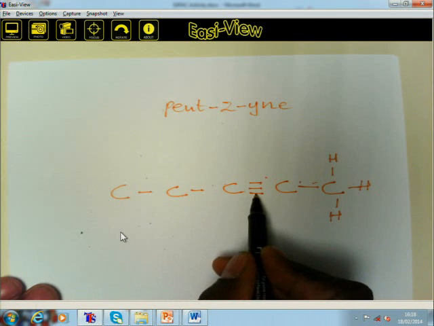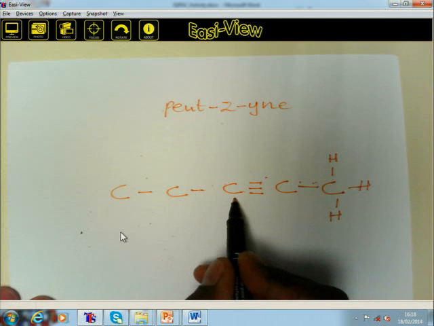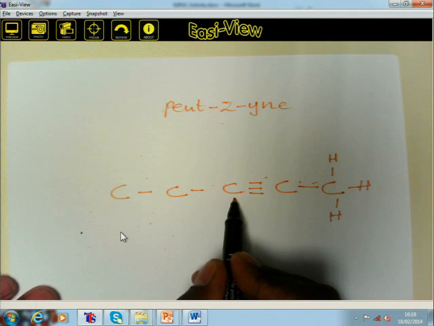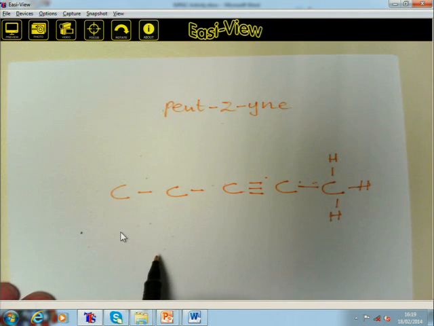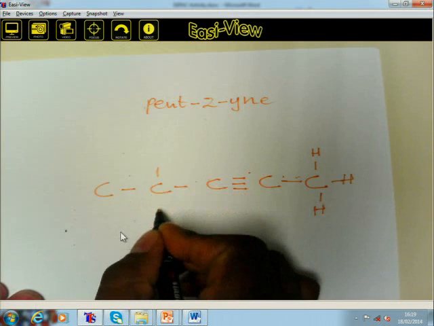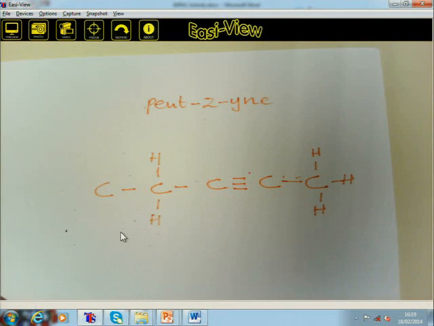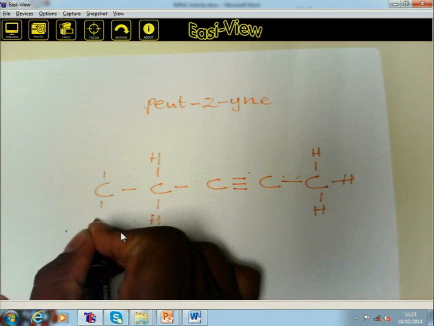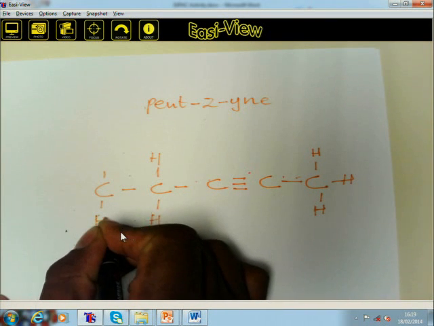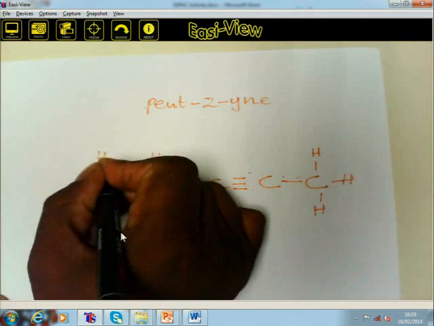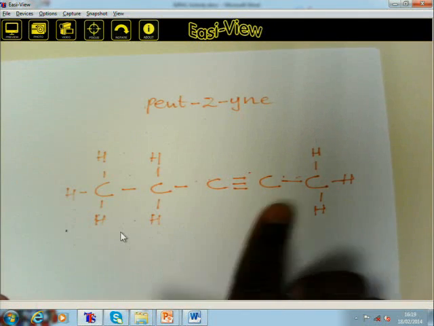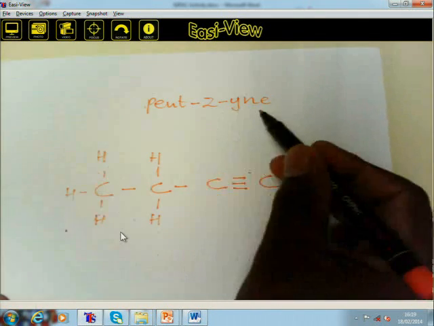And this one, I've got 1, 2, 3, 4 bonds. And for this carbon, I don't need to have hydrogen because there are enough bonds. And then this one will have 2 hydrogens. That one will have 1, 2, 3 hydrogens. So this is the correct structure for pent-2-ine.